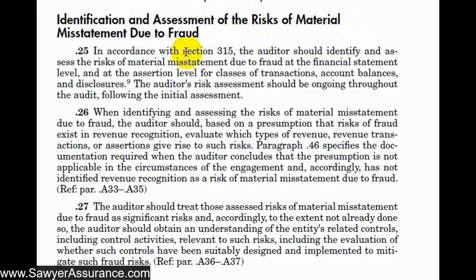And this is in conjunction with AUC section 315, where the auditor should identify and assess the risk of material misstatement due to fraud at the financial statement level and at the assertion level, with the financial statement level being risks that are pervasive across all accounts, and then the assertion level being risks that are isolated to particular classes of transactions or account balances. So we need to take a look at the forest and a look at the trees as it relates to our risk of material misstatement due to fraud.